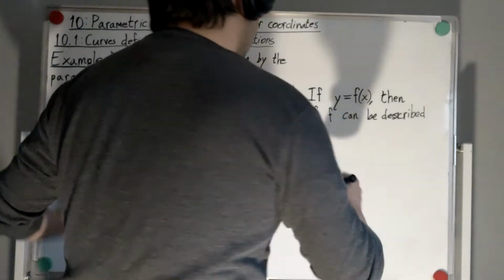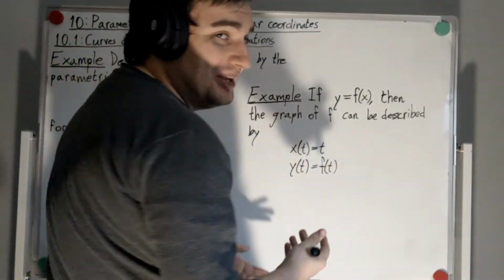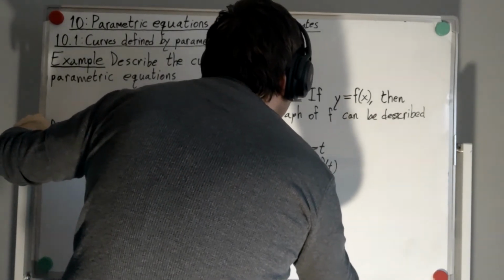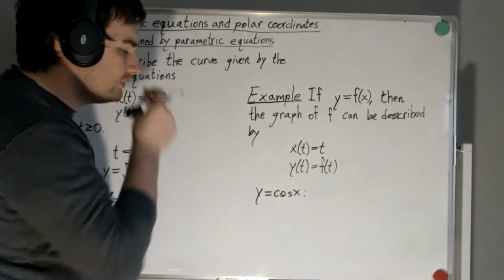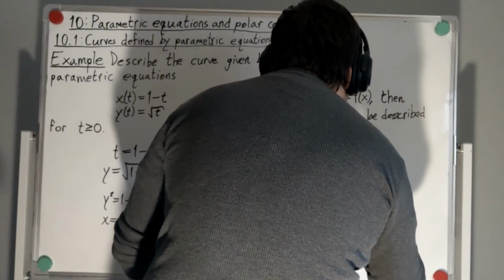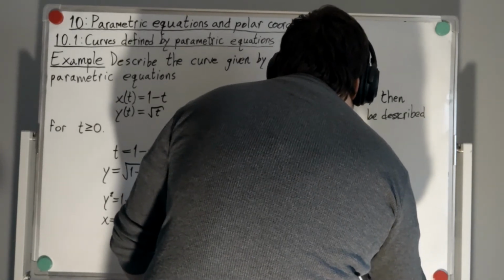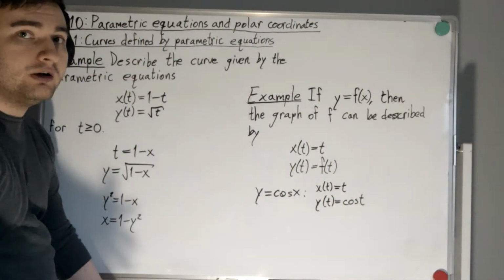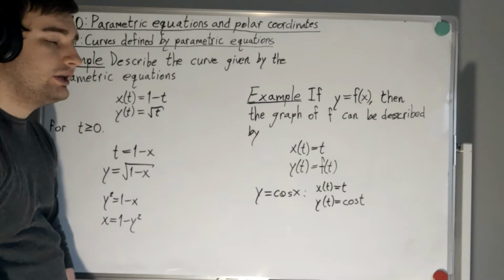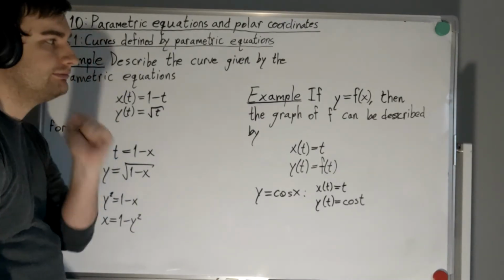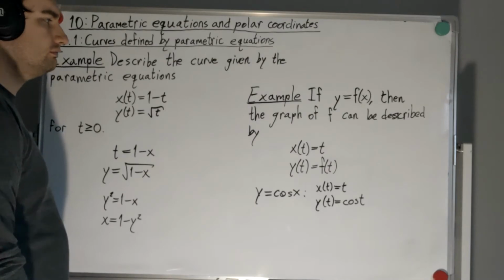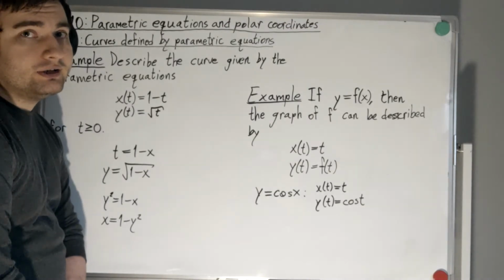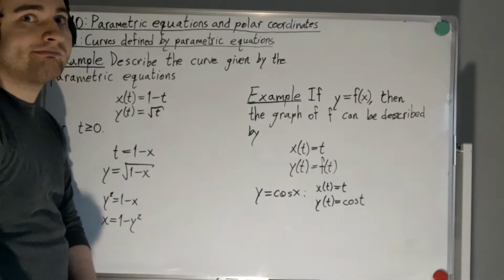For example, so sub-example, if y equals f of x is like cosine of x, this can be described as x of t equals t, y of t equals cosine t. Same curve, just a parametric description rather than a Cartesian one. Okay? So in other words, the parametric description can do everything that a Cartesian description can do, and it can also do more.